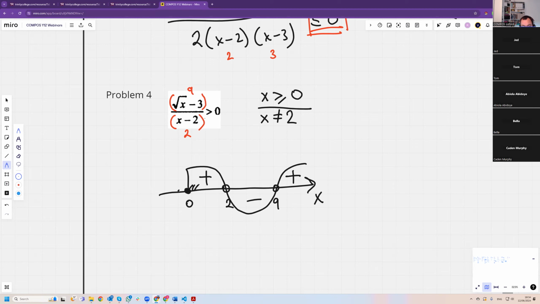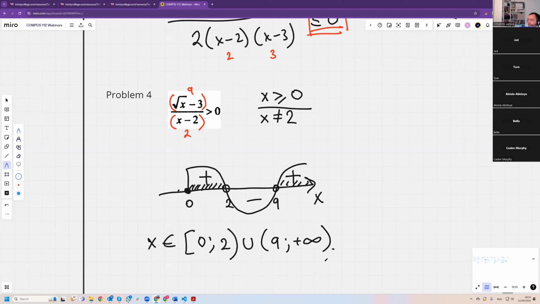So we choose the positive ones. So the solution is x belongs to from 0 to 2, and from 9 to plus infinity. I keep using semicolon, but in Britain, you normally use a comma.